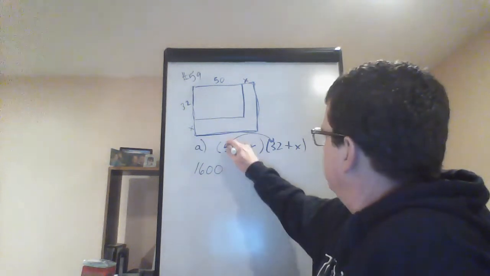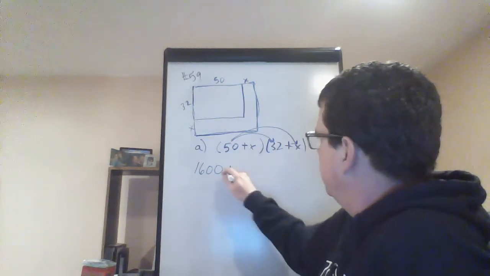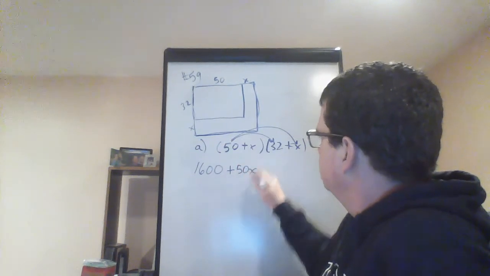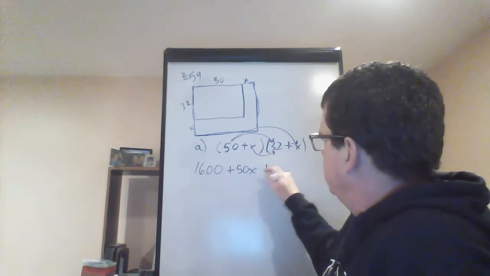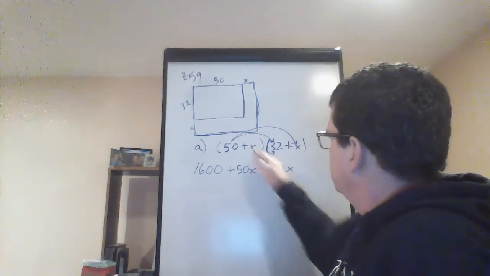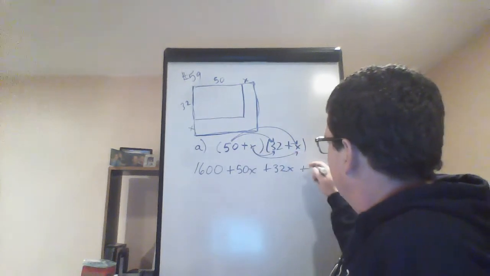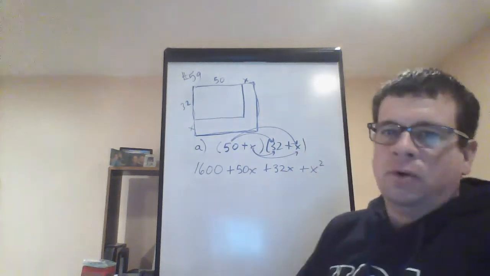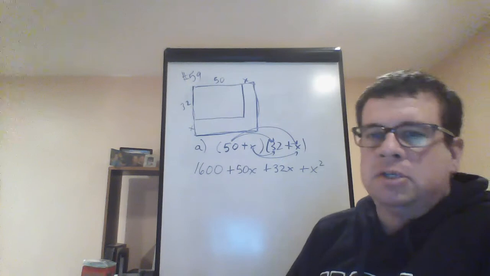And then 50 times x is 50x. X times 32 is 32x. And then x times x is x squared. So written in a little bit different order than what we're used to, but really it's just the double distributive property.